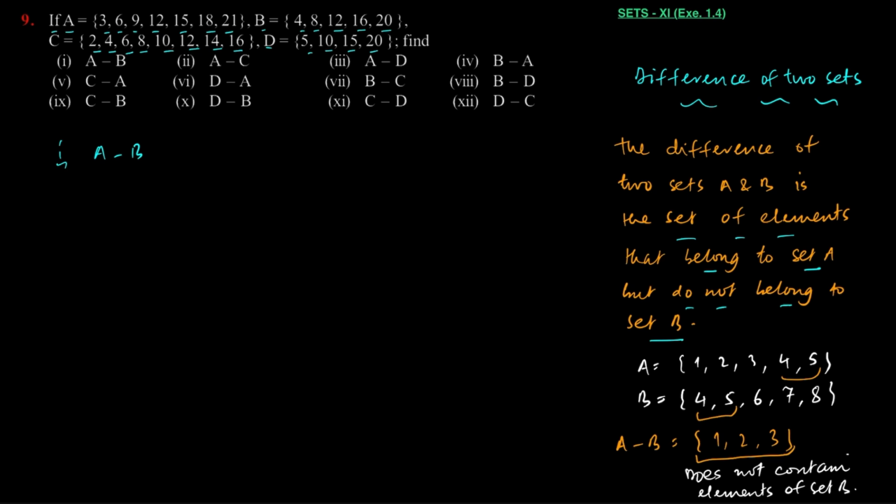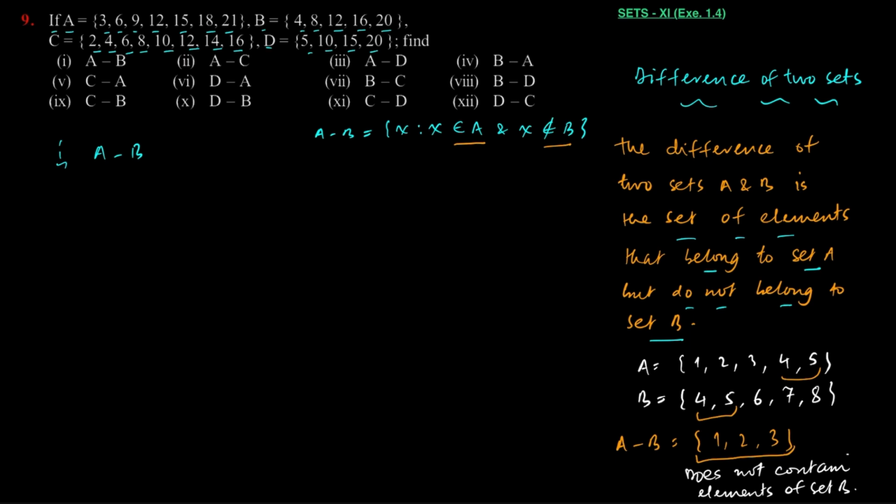This whole thing can also be represented in set builder form as well. A minus B will be equal to {x such that x belongs to A and x does not belong to B}. Here once again we are having a set where the elements belong to A but not to B. Now let's solve part number first.